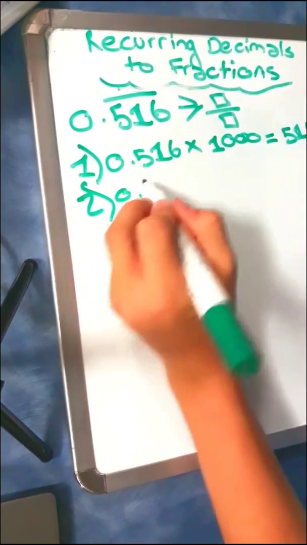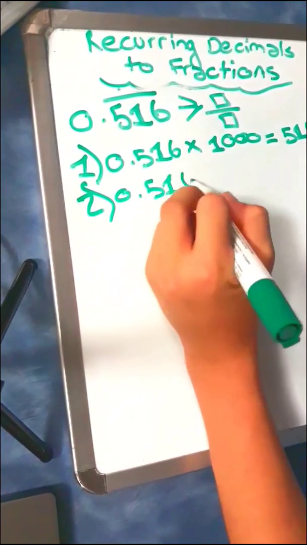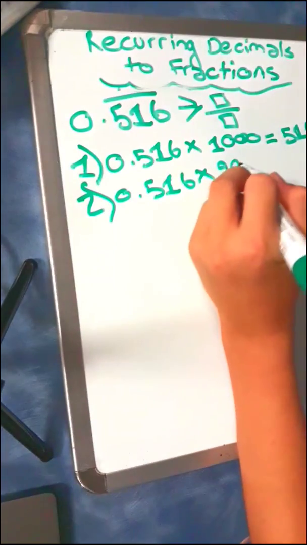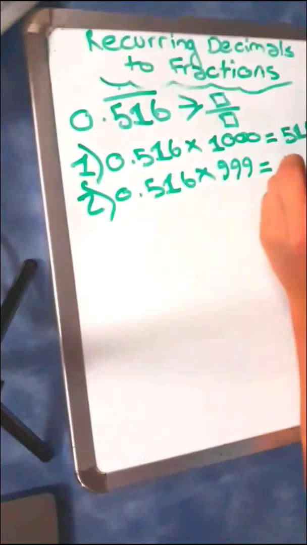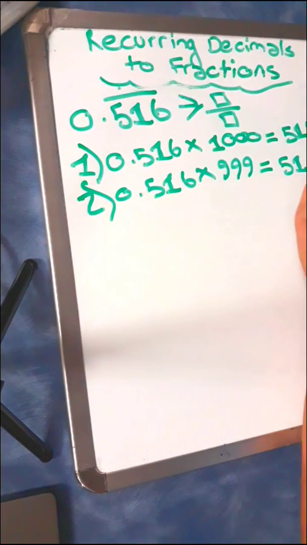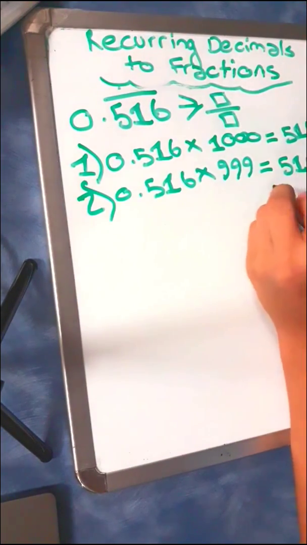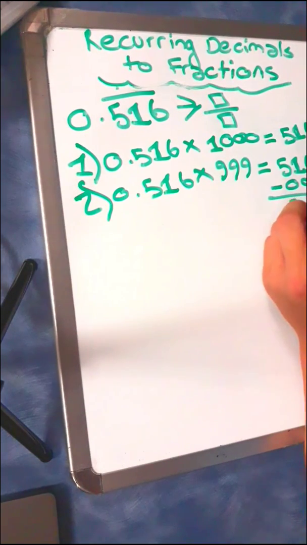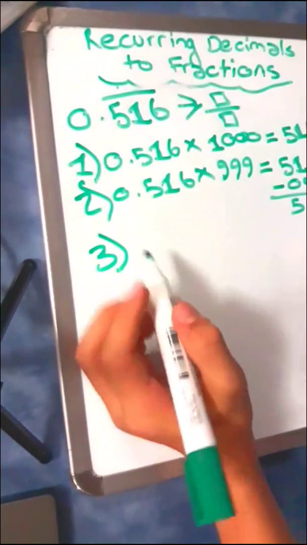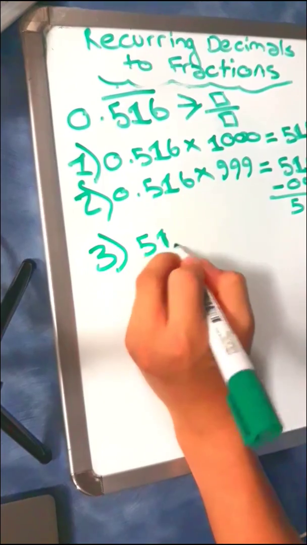Step 2, times 999 because we've got the 3 zeros there, so we want the 3 9s instead. So that's 516.516. Take away 0.516. That gives us 516.